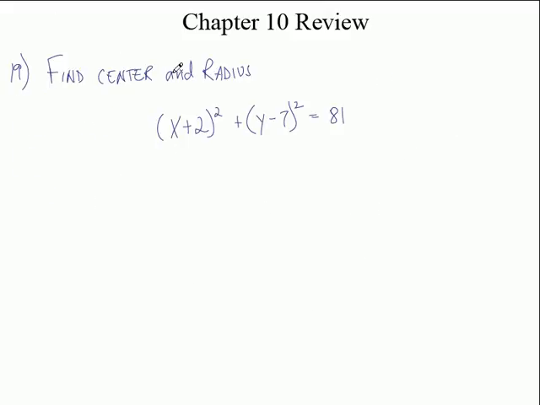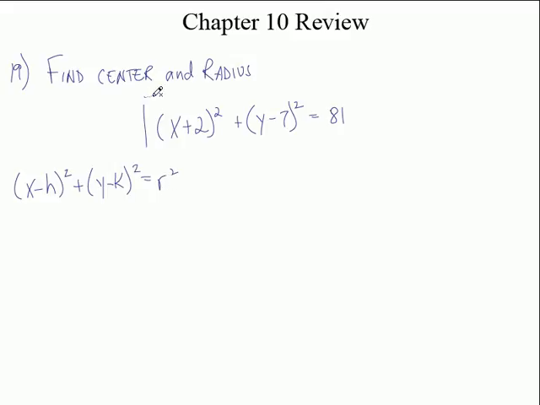Alright, we're still dealing with circles, but it's a little different now. No pictures. We're just talking about the equation of the circle. This is the equation of a circle. If you remember, it's x minus h, that quantity is squared, plus y minus k, that thing is squared, equals r squared. The h and the k represent the center of the circle. The r represents the radius of the circle.